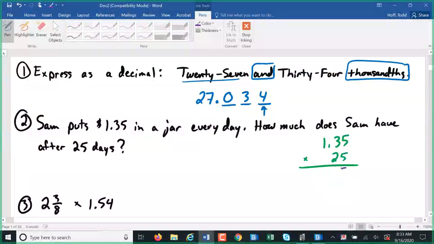5 times 5 is 25, so that's 5, carry the 2. 5 times 3 is 15, plus 2 is 17, so 7, carry the 1. 5 times 1 is 5, plus 1 is 6. We'll move over to the 2, so I put a 0 here. I'm going to mark my carries. 2 times 5 is 10, so 0, carry the 1. 2 times 3 is 6, plus 1 is 7. 2 times 1 is 2. So we add those up. 5, 7, 13, so 3 carry the 1, and 3.